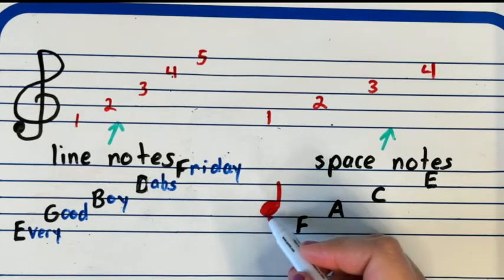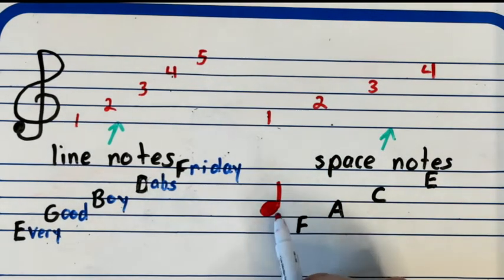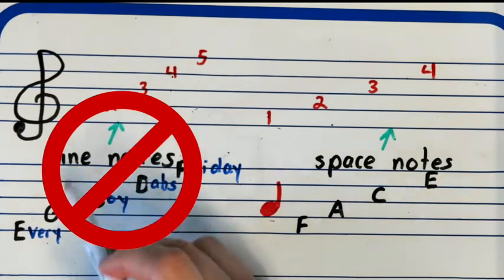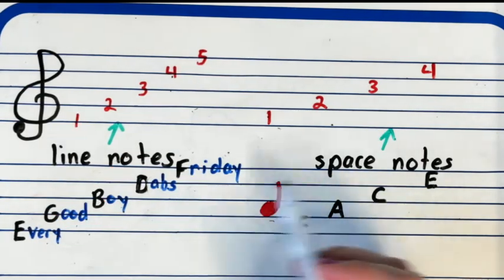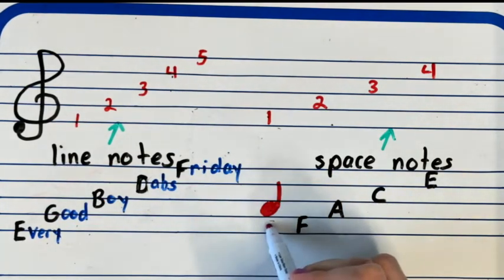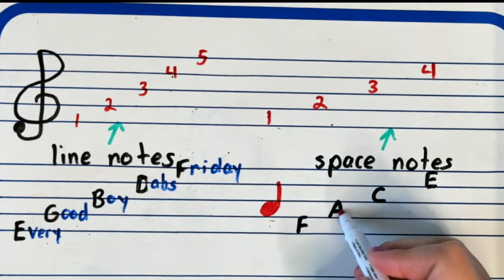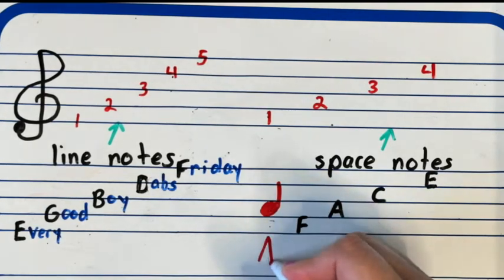What is the name of this red note right here? Now, is there a line cutting through the head of this note? The answer is no. There is not a staff line, one of these blue lines, cutting through this note. The lines are actually on top and below the note. So it is not a line note. Nope. It is a space note. And it is on space numbers 1, 2, and we know space number 2 is an A. Therefore, the name of this note is an A.